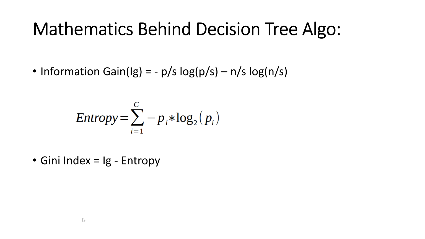Now entropy is summation from i equals 1 to C, negation of P_i into log to the base 2 of P_i. Now the Gini index formula is information gain minus entropy.